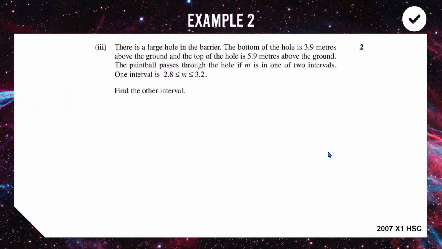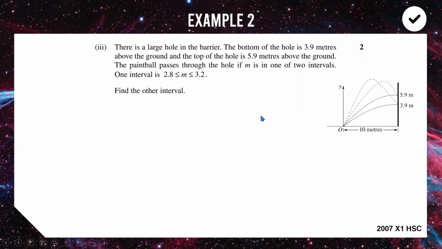Okay, on to part 3. There's a large hole in the barrier. The bottom of the hole is 3.9 meters above the ground and the top hole is 5.9. The paintball passes through the hole if m is in one of these 2 intervals. One of them is 2.8 and up to 3.2. Find the other one.